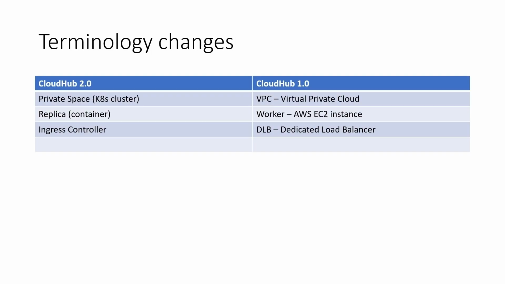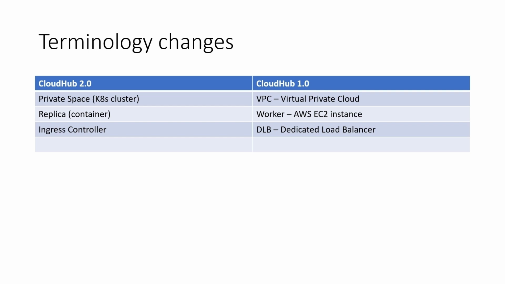We have terminology changes in CloudHub 1.0 and CloudHub 2.0. We used to configure a VPC, virtual private cloud, for single tenancy. Now in CloudHub 2.0, we need to configure a private space, and this private space is based on a Kubernetes cluster. If we want to connect to an on-prem data center, we need to define a single tenancy private space in CloudHub 2.0.